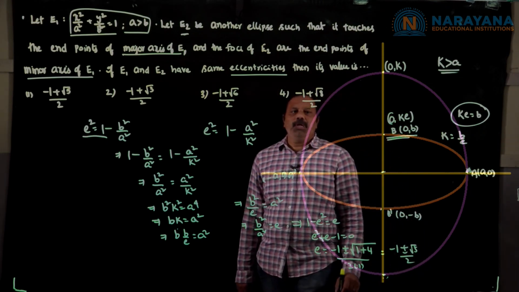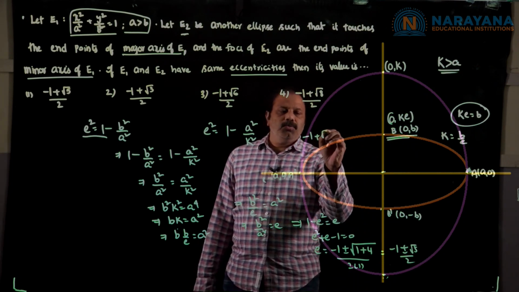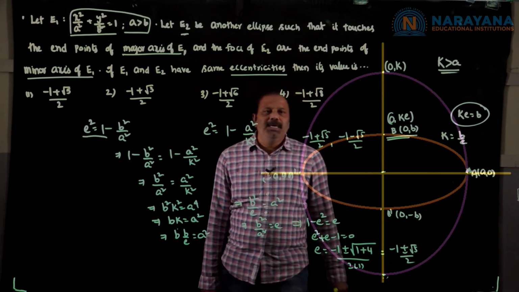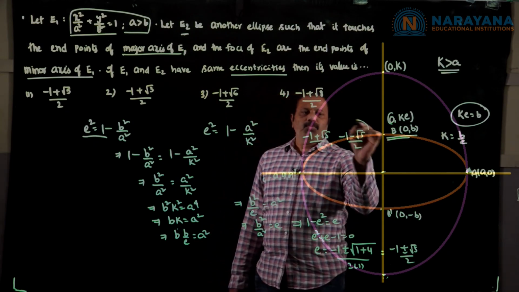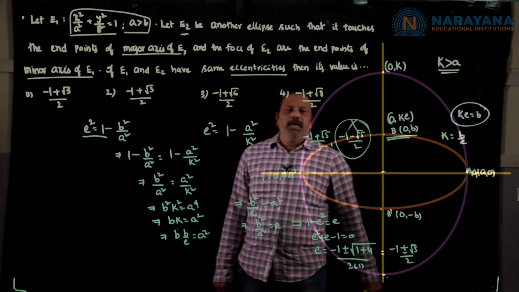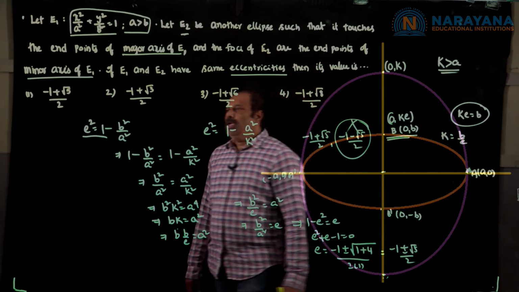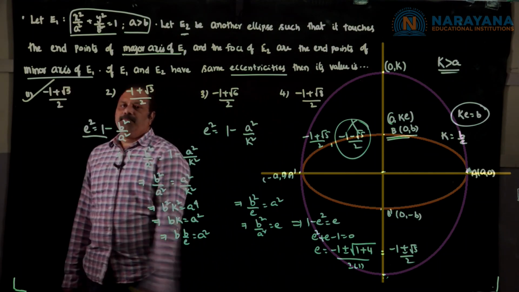Here I got two values. One is minus 1 plus root 5 by 2. The other one is minus 1 minus root 5 by 2. Eccentricity cannot be negative, so this option is ruled out. Hence e will be equal to minus 1 plus root 5 by 2. Hence the first option is the right option.